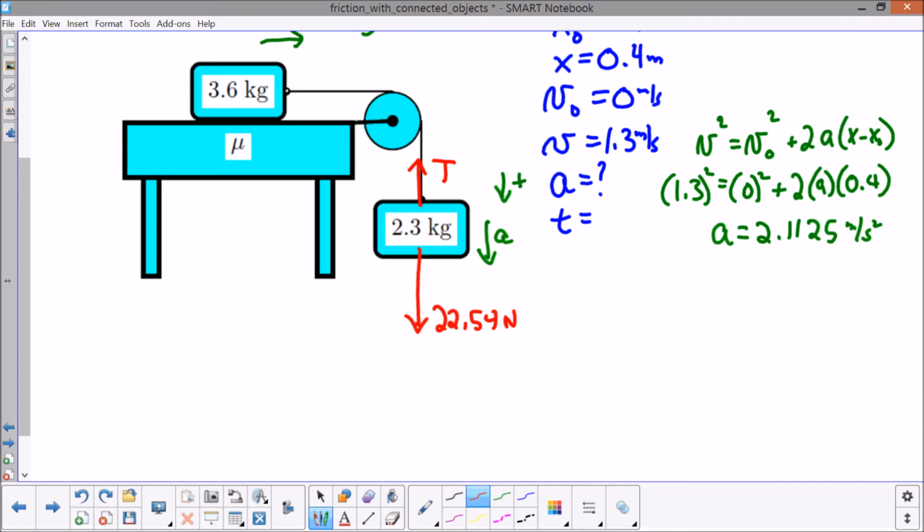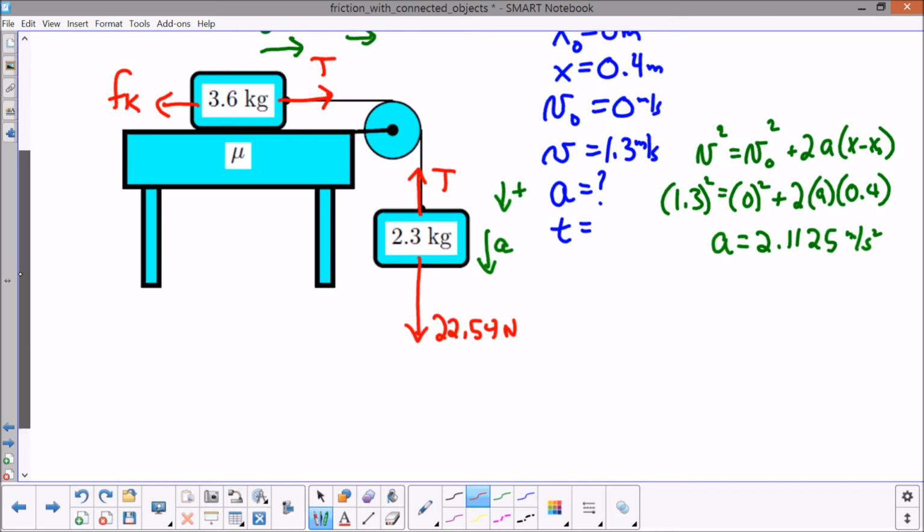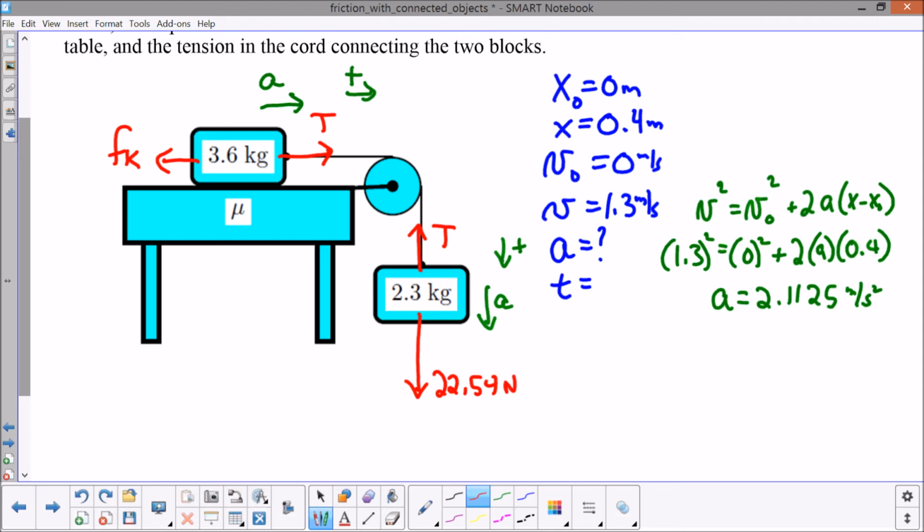On the block on the table, there's the tension in the rope pulling to the right, and there's the force of friction between the block and the table pulling to the left.